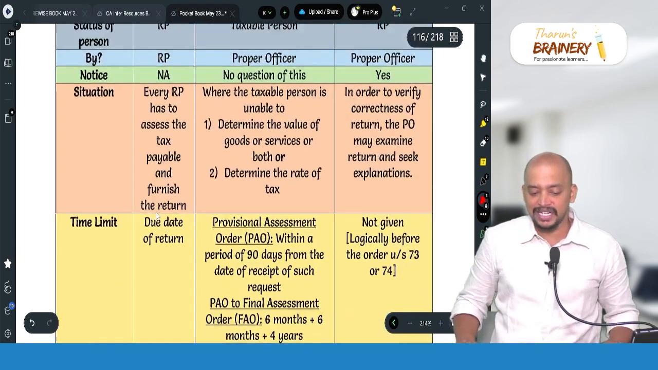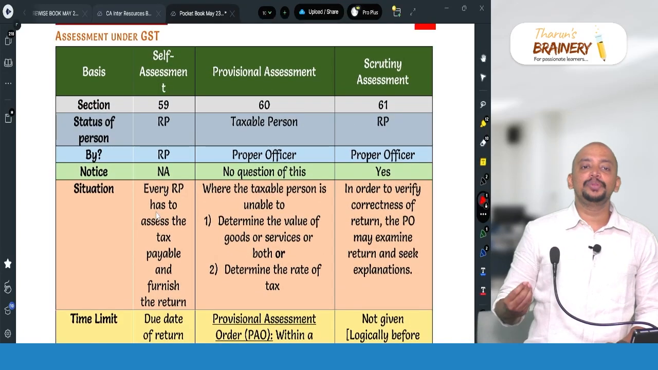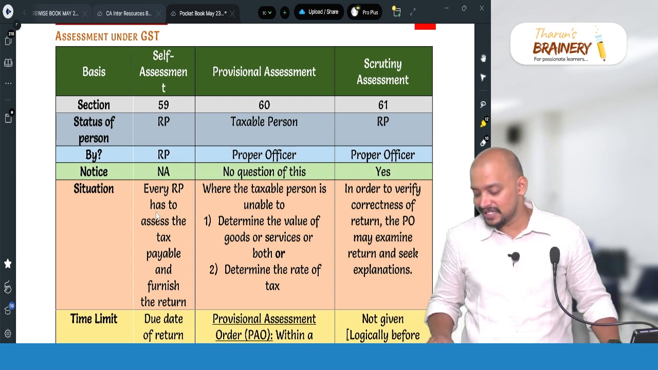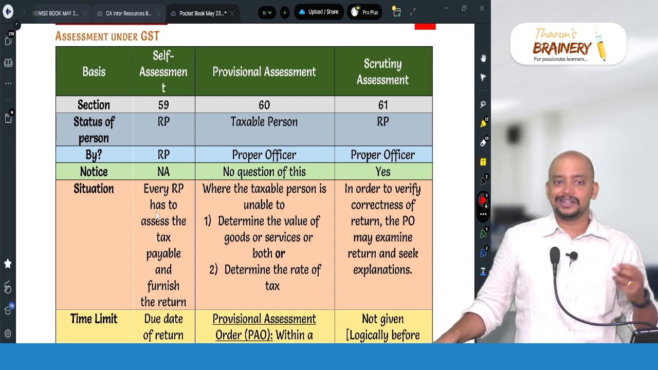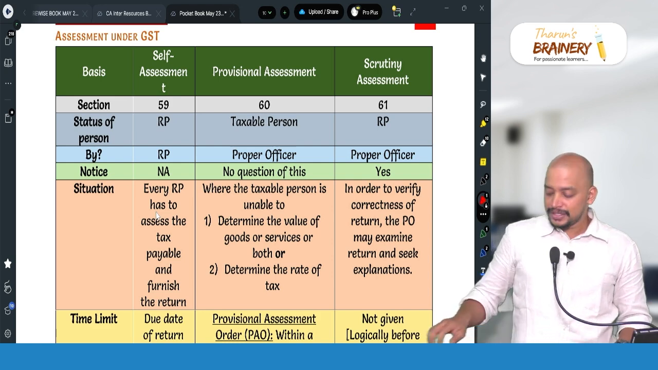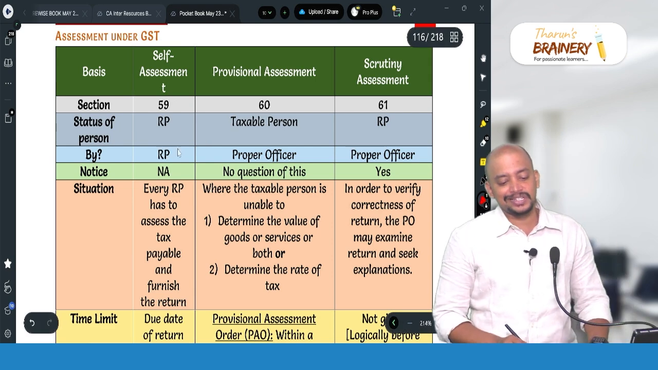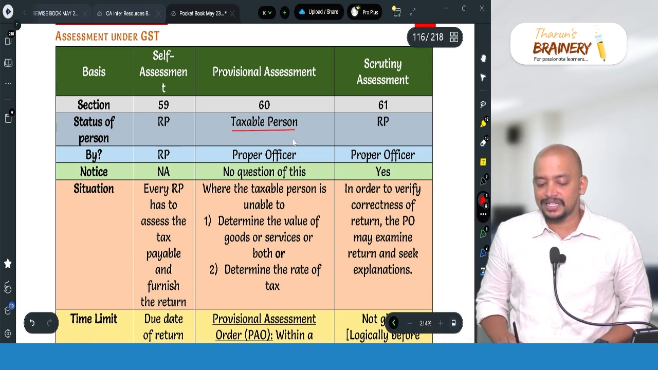So self-assessment is completed. Now whenever a person is unable to compute the tax payable, why is it not able to be computed? Maybe the rate of GST is not known or the value is not known. Then in that case, the status of the person is taxable person. So by the proper officer, is there any notice? There is no question of this.